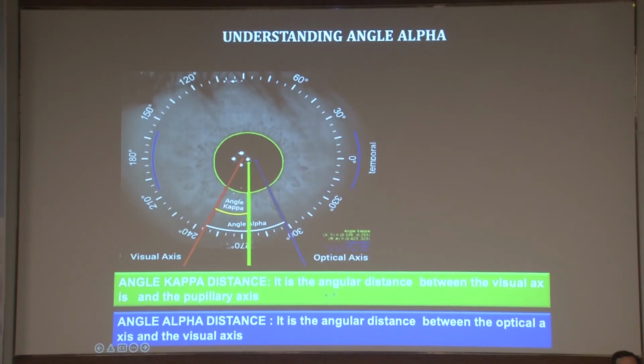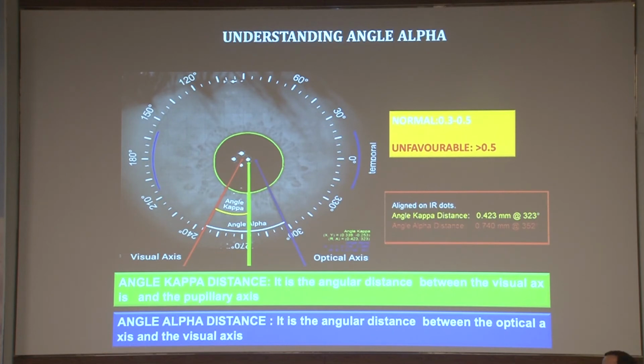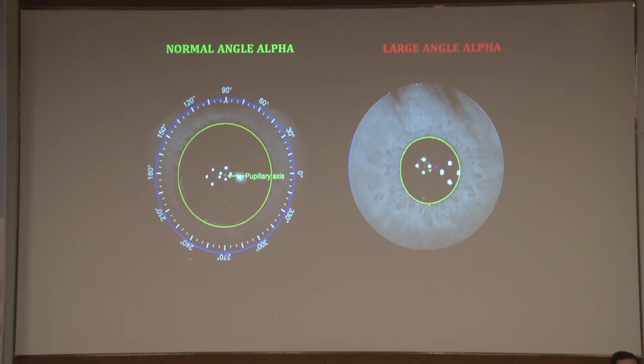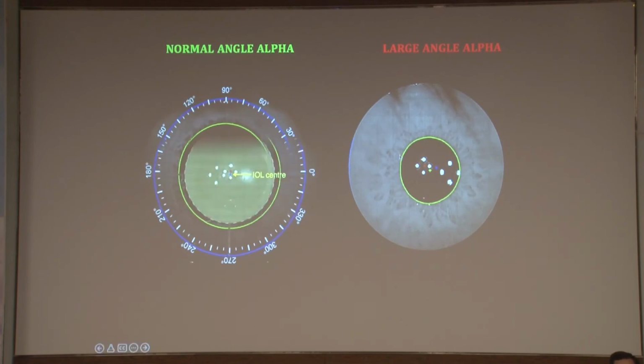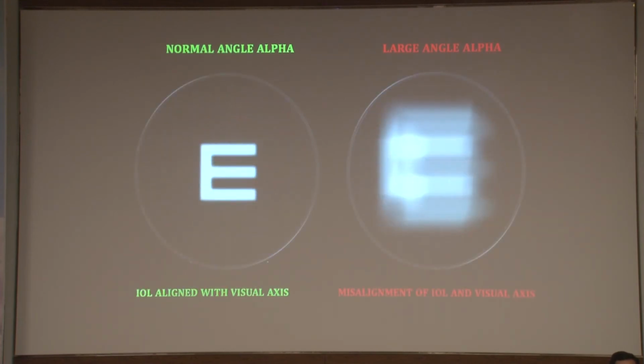But if the angular distance between the visual axis and the pupillary axis, which is known as angle kappa, and the angular distance between the optical axis and the visual axis, which is known as angle alpha, are abnormal, more than 0.5, then also the patient post surgery can have a poor quality of vision. Everything is normal, but if the visual axis, pupillary axis, and optical axis are not in alignment, they can have an unfavorable outcome and poor quality of vision. So rule that out as well. And this is just one of the examples. This is a normal angle alpha, this is a large angle alpha. Post surgery, even though the IOL is well centered, the patient will be unhappy.